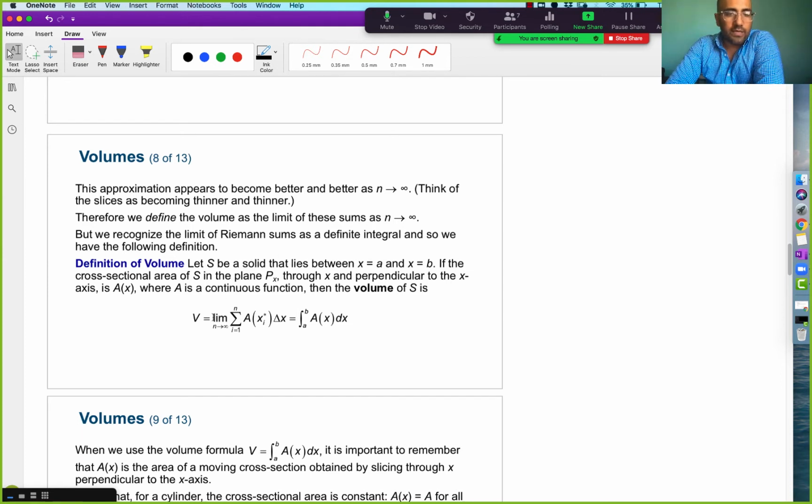Good. So we let the limit, as n goes to infinity, of the sum from 1 to n of, and then we have this little product. It's going to be the area as a function of x sub i star times delta x. And if you recall from our definitions of integrals, this is exactly the definition of this integral. It's the integral from a to b of a of x dx.